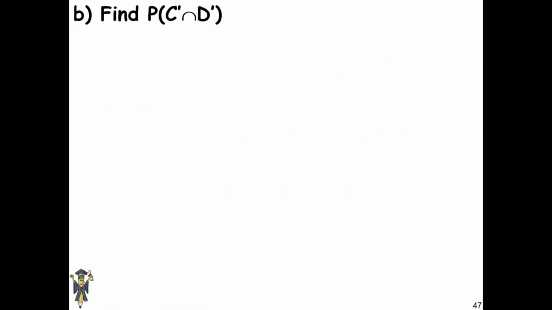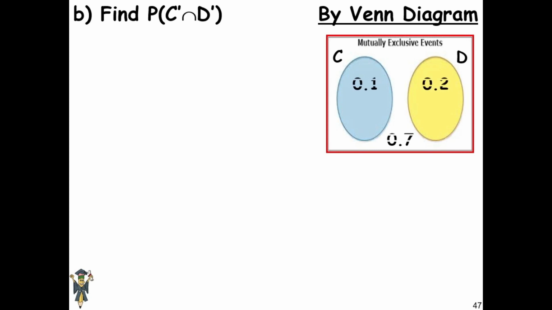Question B. Find the probability of C prime intersect D prime. By using a Venn diagram, we can see that both events C and D are separated from each other because they are mutually exclusive events. As mentioned in the question, the probability of C is 0.1 and the probability of D is 0.2. Since the total probability is 1, the probability outside both C and D is 1 minus 0.3, which is 0.7.